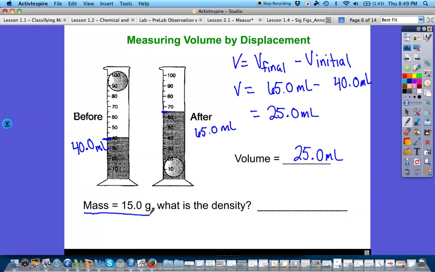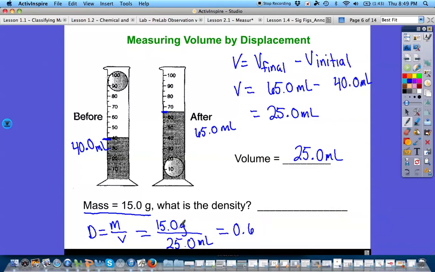The mass is 15 grams. So now we can take our density equation and plug straight into there. So density equals the mass, which is 15.0 grams, divided by 25.0 milliliters, which when you put it in the calculator, you just get 0.6.